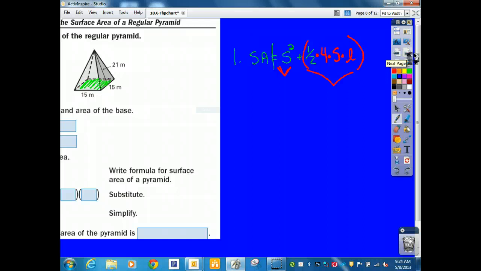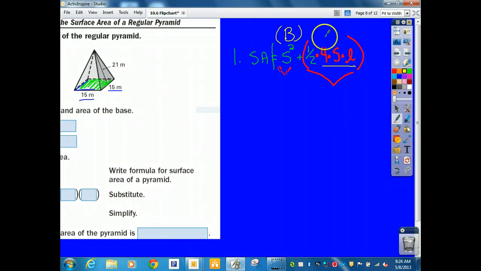What kind of a base do we have? 15 and 15, that is a what? Square. So we have a square pyramid. So the surface area is, so the base, this is my base. Right here, my base is a square, so I'm going to put in s squared because I have to find the base area. Plus 1/2 times, now since it's a square, it's 4 times s.